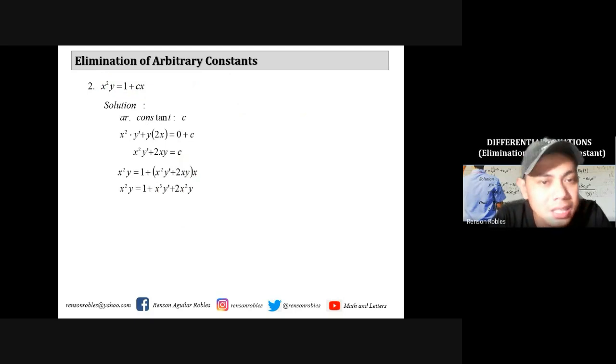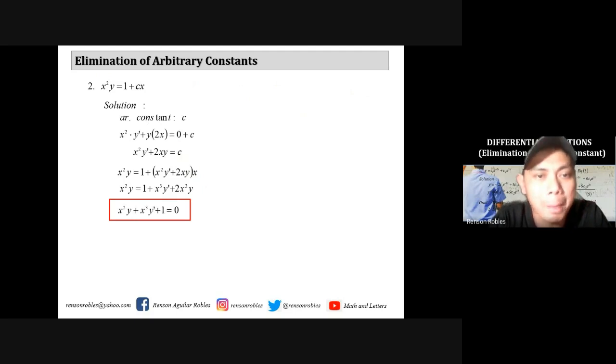So we can write this of the form x squared y plus x cubed y prime plus 1. And how do you do that? You just throw this on the other side, and then you combine with 2x squared y. So that led you to x squared y plus x cubed y prime plus 1 equals 0. Okay, another one. You can replace y prime by dy/dx if you want to use the Leibniz notation. So that's x squared y plus x cubed dy/dx plus 1 equals 0.